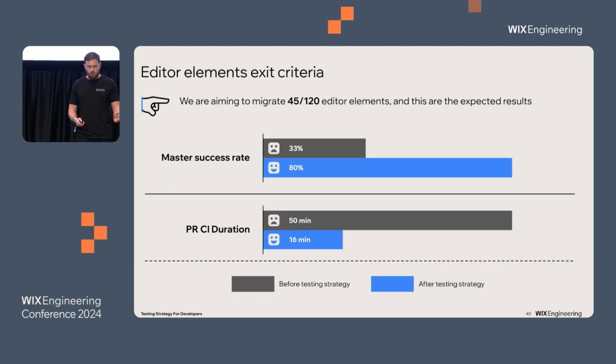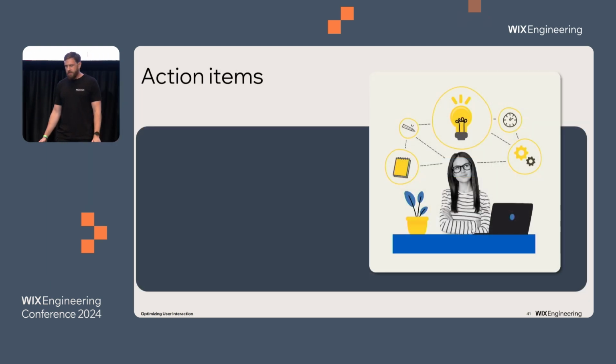Now, as I told you, we had exit criteria in editor elements, so we understood that we need to migrate 45 editor elements out of 120 overall, which are the flakiest or have the most tests. And we can estimate based on the data we gathered that we will have, as I told you before, an 80% master success rate and a CI duration of only 60 minutes. Now, a few action items from this talk.